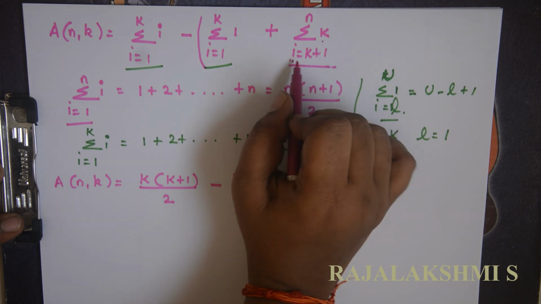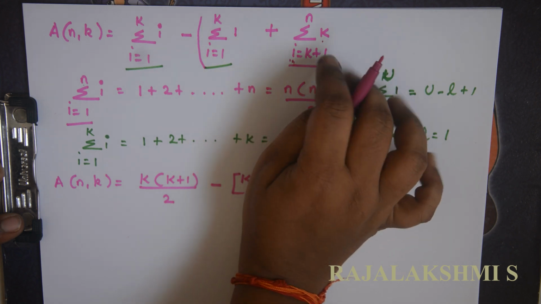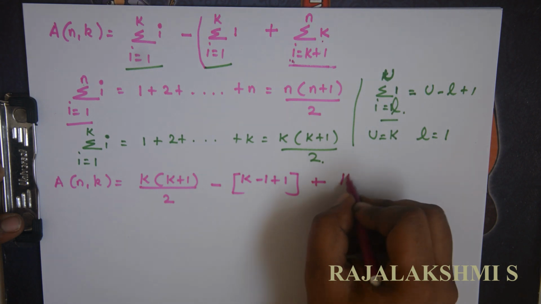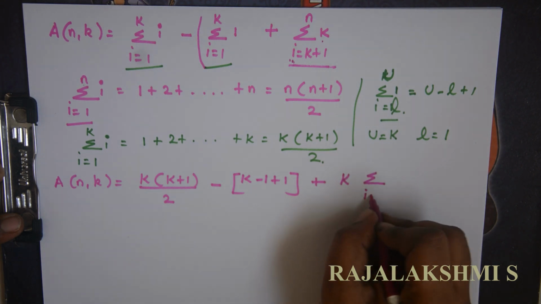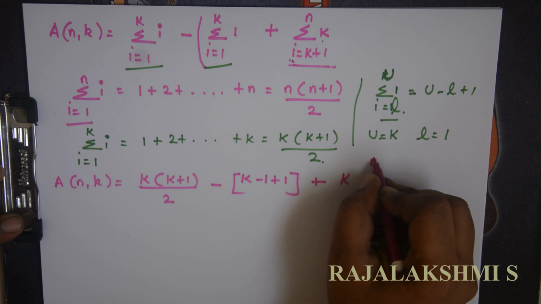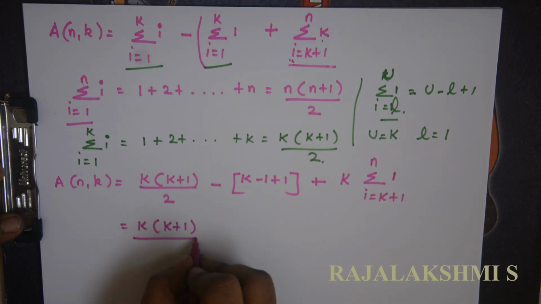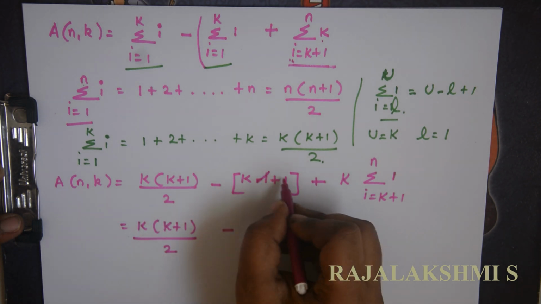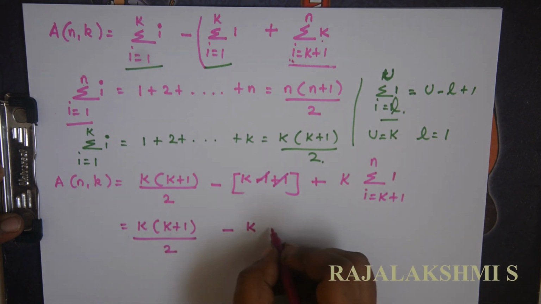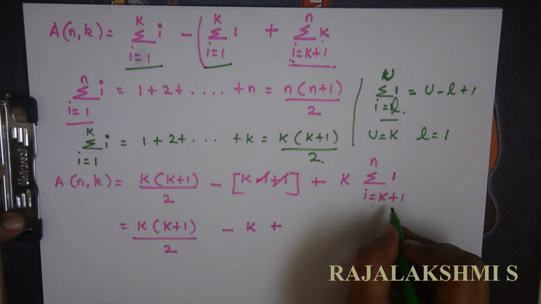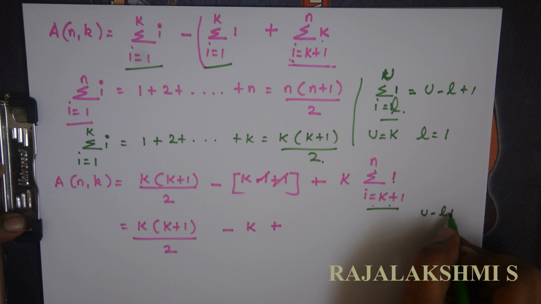Plus, okay, so now coming to this part, with respect to this I, K is a constant. If I is 1, this K remains as K. If I is 2, this K remains as K. So we can take this K out and we can write summation I is equal to K plus 1 to N, it is 1. Okay, now we can simplify. So it is K into K plus 1 divided by 2 minus, 1 plus 1 get cancelled. So it is minus K plus, now once again this is of the form I is equal to lower limit to upper limit, it is 1. So we can rewrite this as U minus L plus 1.